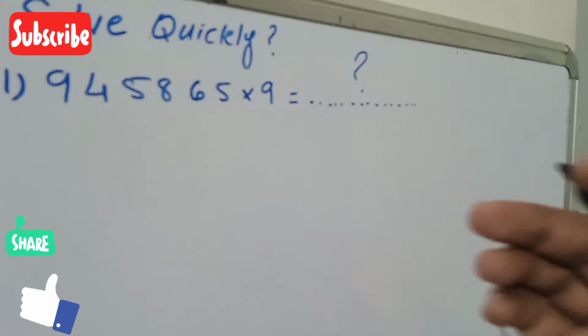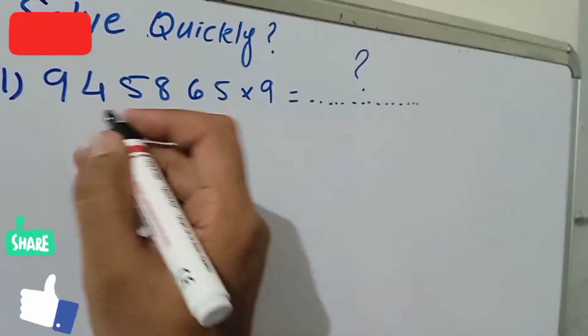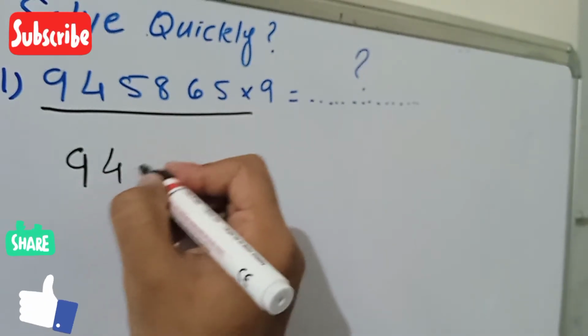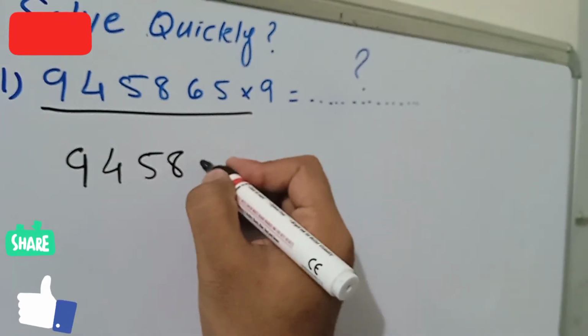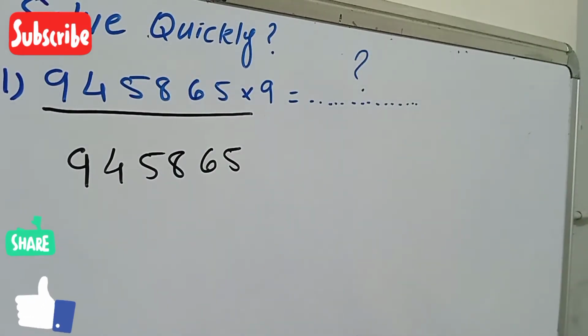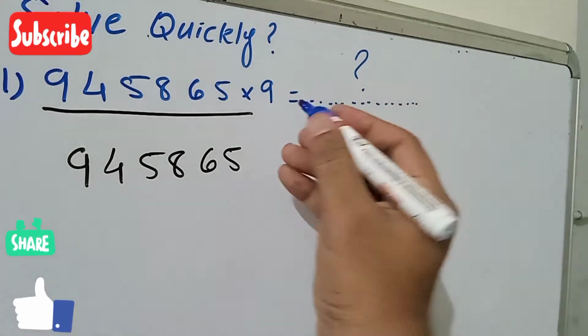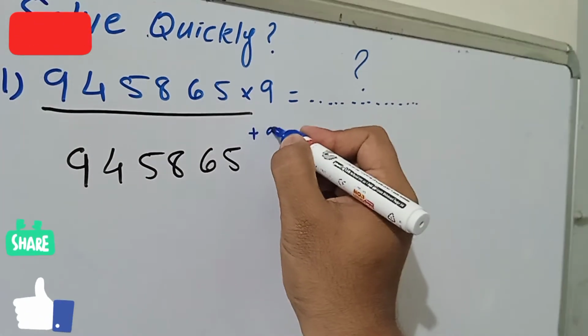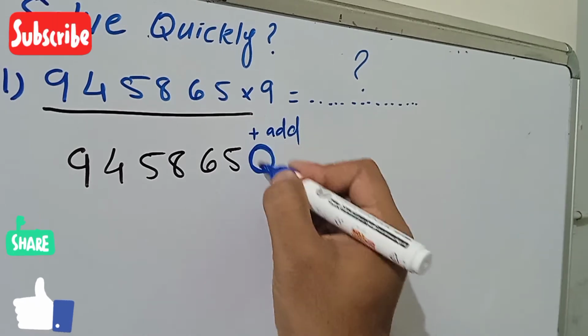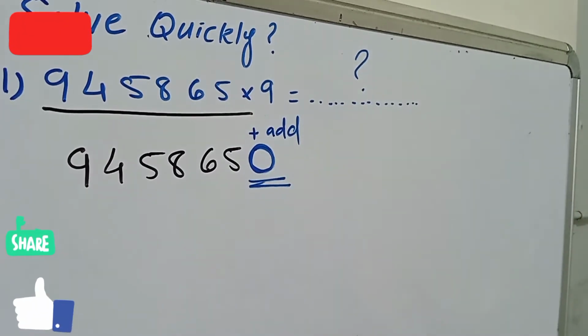Okay, whenever the problem is given to you, first you need to repeat this number at the new position: 945865. Now, in addition with this number, we need to add 10 to all the numbers. Write down the 10 to all the numbers.